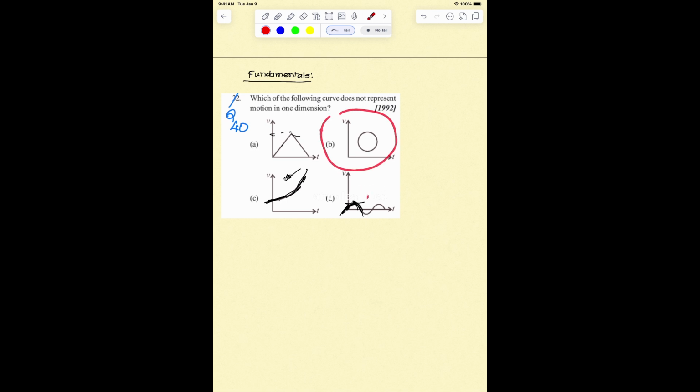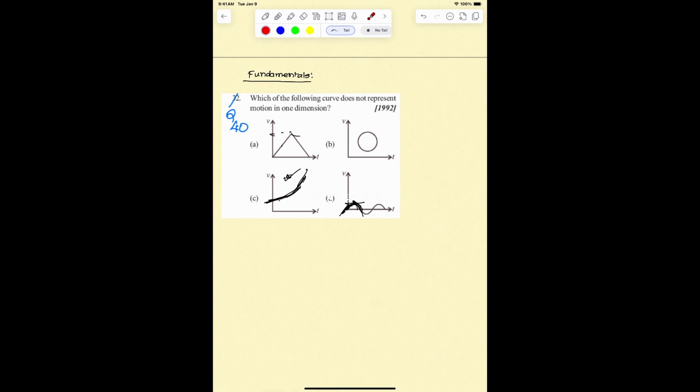Therefore, all three options are possible. Now let's take option B. Option B is basically ruled out, because velocity cannot have two different values at the same time. Take any time t: the ordinate represents velocity, and it can be either the top value or the bottom value. When you draw an ordinate at any time t, it cuts the graph at two points. That means velocity can be either this or this. That is not possible, because at any time velocity has to have a unique value.